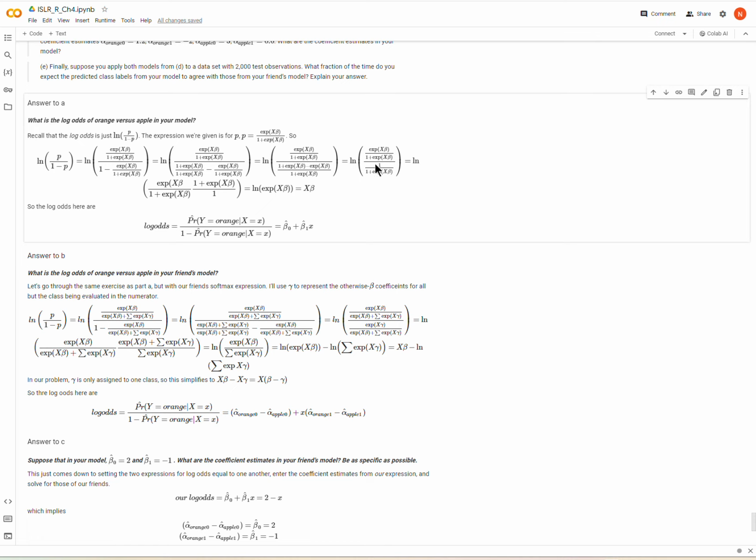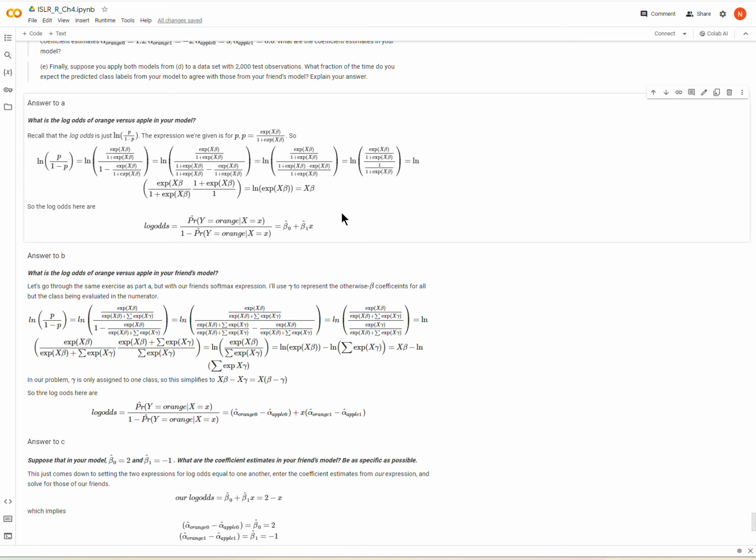Now I have a fraction divided by a fraction, which means I multiply by the reciprocal of the fraction. I get that here. The natural log didn't carry over, I should have formatted that differently, but there's a natural log of all of this. The numerator and denominator cancel out, leaving e to the x beta over 1, which is just e to the x beta. So I have the natural log of e to the x beta, and since log and exponent are inverses, I just get x beta. That's the generic form. Our x beta just represents our linear model, which is this right here.